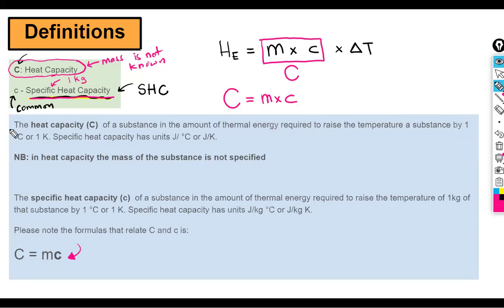Right? So here are the definitions I need you to learn off for the exam. The first one is for heat capacity. It's basically what I just said. The units are different for heat capacity. It's joules per degree Celsius or joules per Kelvin. Specific heat capacity, it's joules per kilogram degree Celsius. It has a kilogram squeezed in here for both of them.